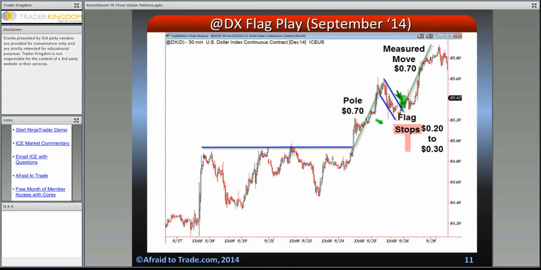And again, same thing. Add that pull to the low of the flag, and that takes us up a little bit higher than 85.80, about a 70-cent move. Get out. You can actually set these targets in advance. Take the exit, and that's the trade. We don't have permission, don't have odds or probability to hold on beyond that.